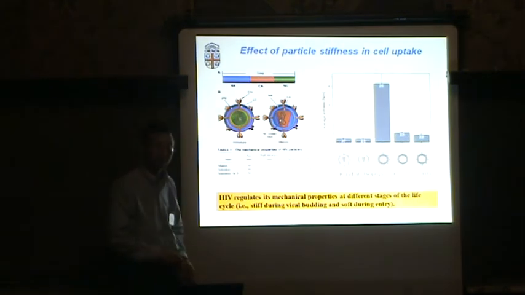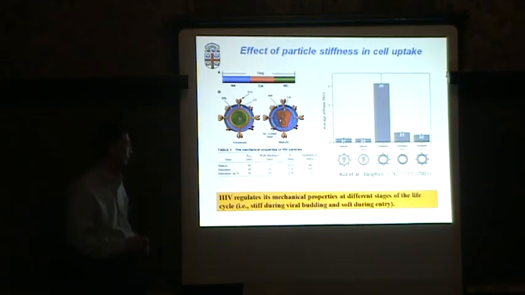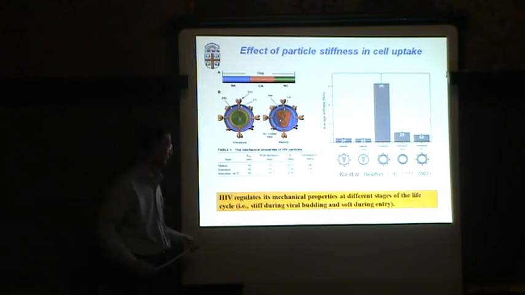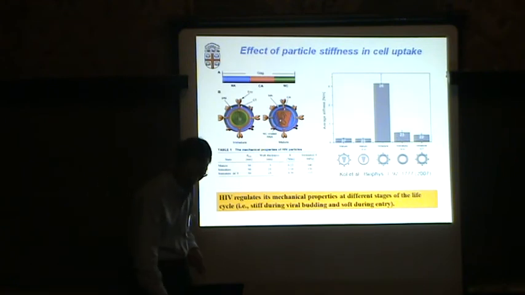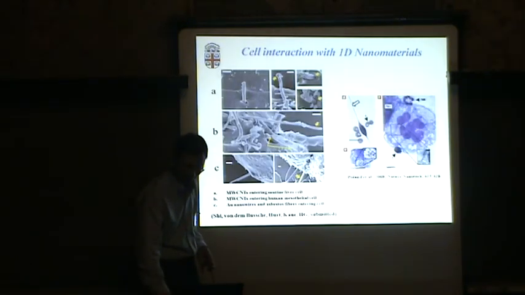So it seems that, through evolution, HIV has acquired the capability to regulate its mechanical property at different stages of its life cycle. Okay. So the question is why? Why is the mechanical property of this virus regulated?